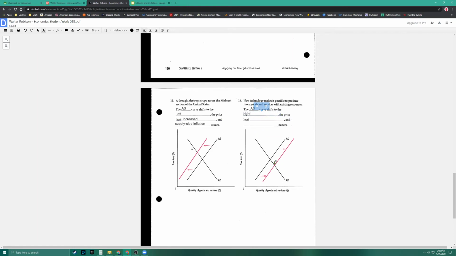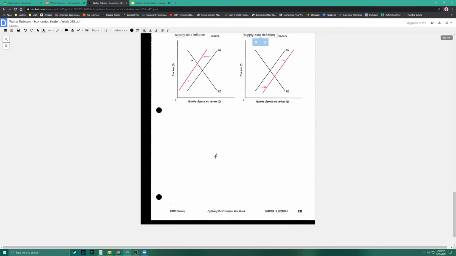And what happens to my price level? My price actually drops, right? So price level declines, drops, whatever. And then what is occurring? Is it inflation or deflation? Okay. And again, since the price is decreasing, this would be supply side deflation. All right, and that's it.